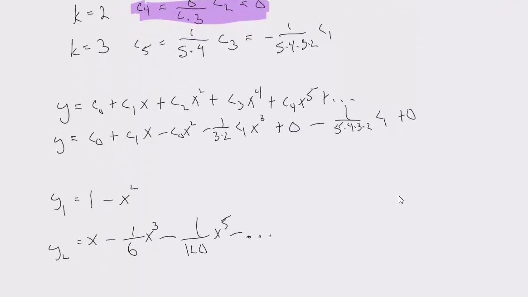That look like this. So my first general solution based around c sub 0, or c naught, is 1 minus x squared, and then the other equation based around c sub 1 is x minus 1 over 6 x cubed minus 1 over 20 x to the fifth minus ... the pattern keeps continuing.